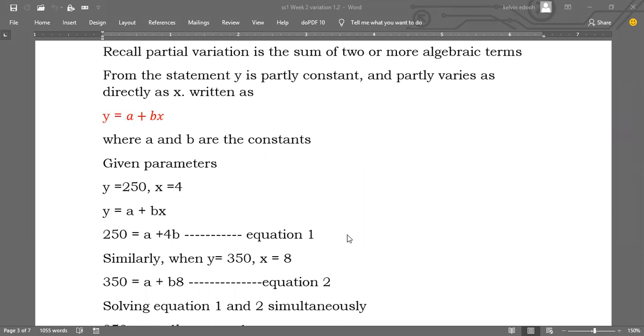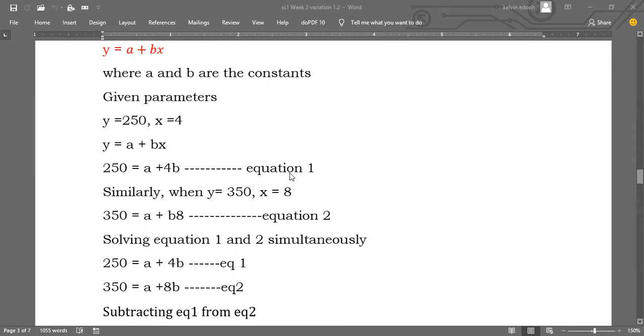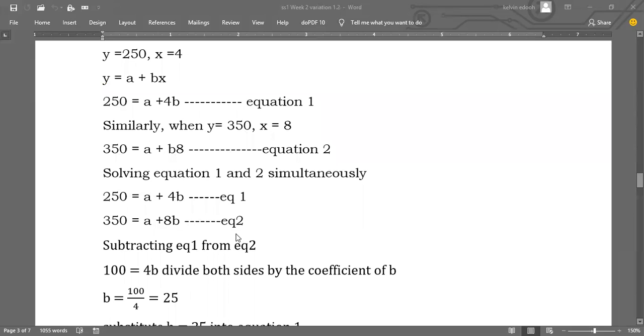This is equation 1. Similarly, do the same thing too. They told you that y is equal to 350, x is 8. So substitute y: 350 equals a plus b times 8, that's 8b. That is equation 2. So you can see the two equations are out. So you now solve it simultaneously. This is just simple simultaneous equations you did in JSS3.